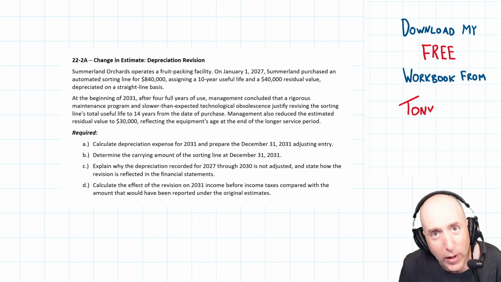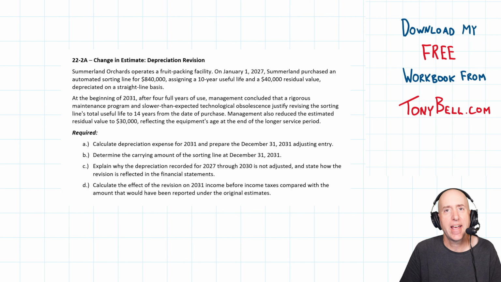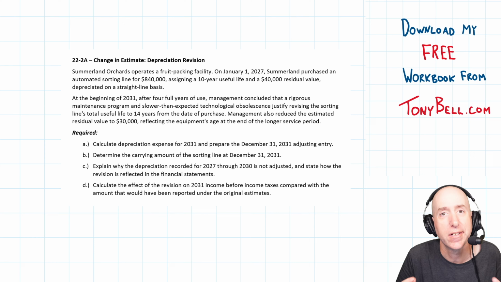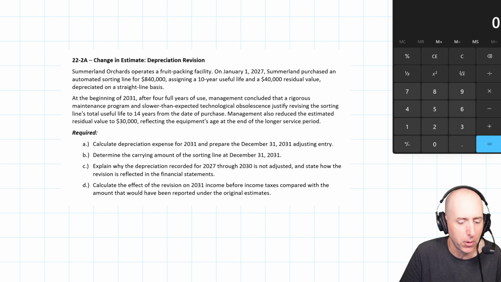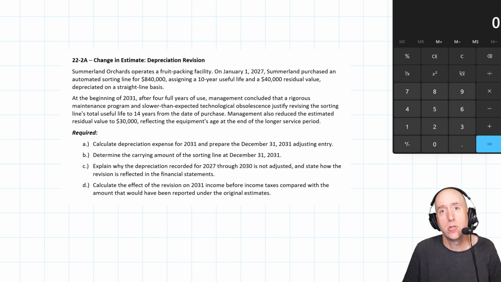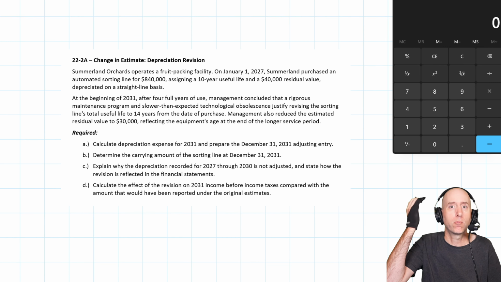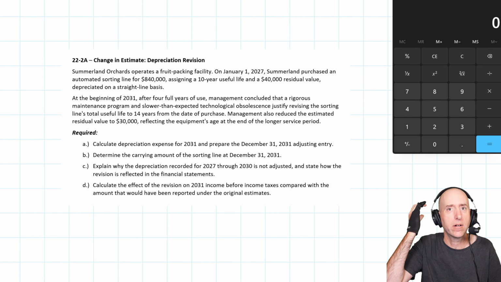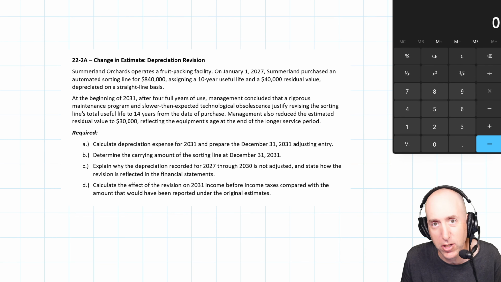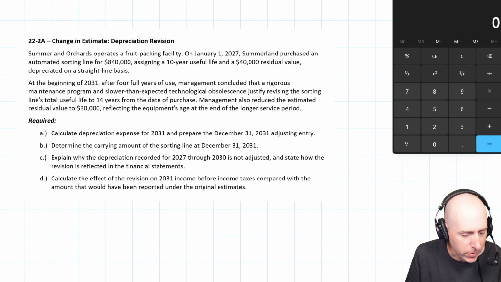Let's jump into problem 22.2a. We're accounting for a change in estimate. There's a depreciation change in this problem. So with a change in estimate, just in the back of your mind, you should be saying, oh, change in estimate, those are done prospectively. I don't need to retrospectively adjust prior financial statements. I make an adjustment going forward. And these are the easier types of adjustments to make.